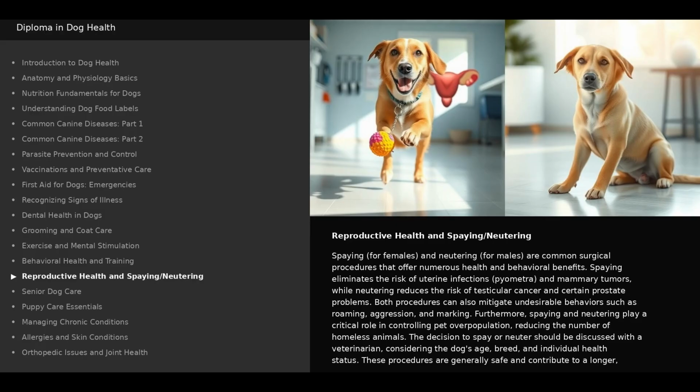Furthermore, spaying and neutering play a critical role in controlling pet overpopulation, reducing the number of homeless animals. The decision to spay or neuter should be discussed with a veterinarian, considering the dog's age, breed, and individual health status. These procedures are generally safe and contribute to a longer, healthier life for most dogs.